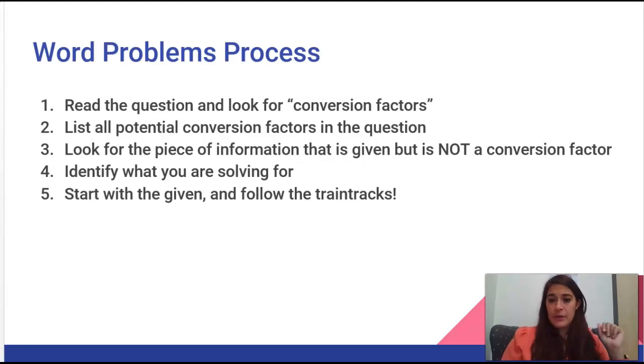Then you need to identify what you're solving for. How many tomatoes can I get? That's my unknown. How much money will I make? That's my unknown. Okay. And then just like before, you're going to start these train tracks with what you know, and then you're going to use these ridiculous conversion factors that you pull from the question itself. So let's take a look.